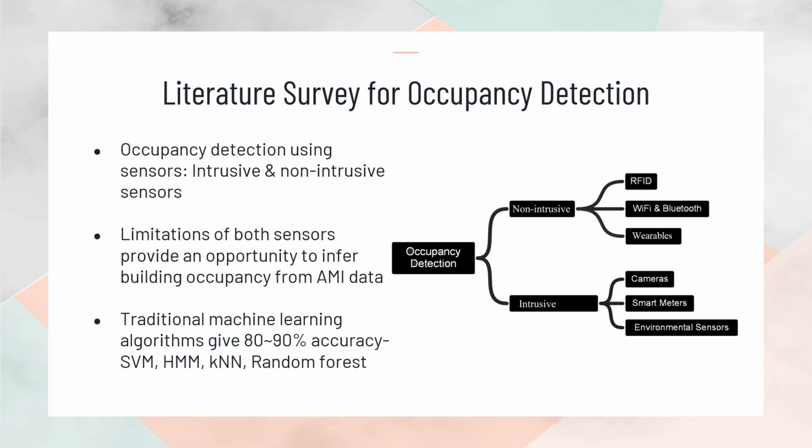We should understand the previous work done for occupancy detection. It can be done using intrusive or non-intrusive sensors. Intrusive sensors measure indoor environments, whereas non-intrusive sensors are basically infrastructure sensors, such as Wi-Fi, Bluetooth, RFID. Though the intrusive sensors give over 99% accuracies, they have a very high installation cost. On the other hand, Wi-Fi gives 72.7% accuracy and RFID gives 88% accuracy. Thus, the limitations of both types of sensors can be overcome using AMI data.